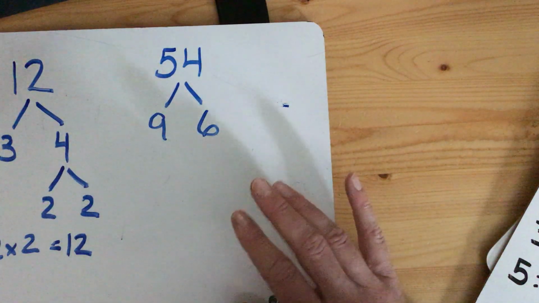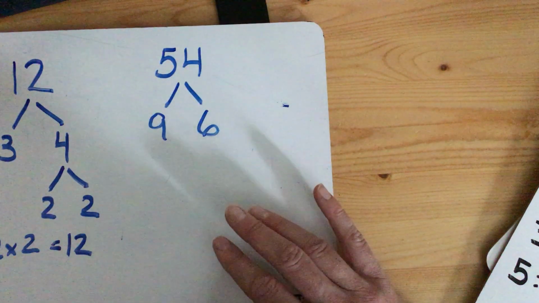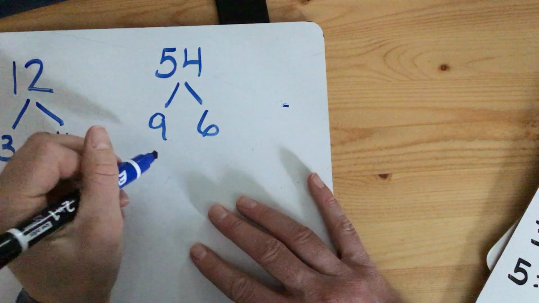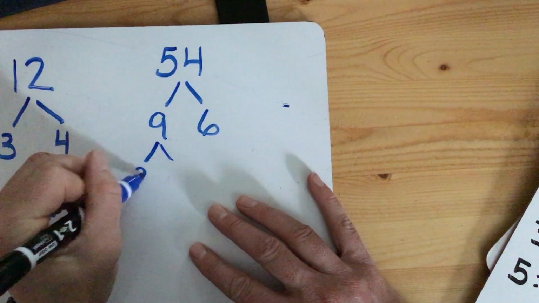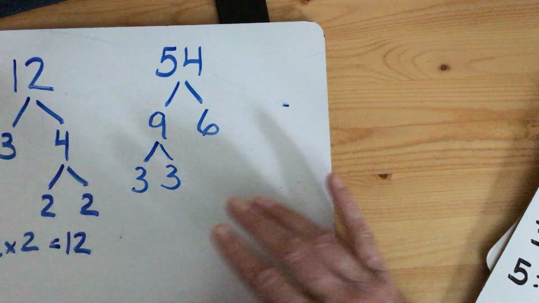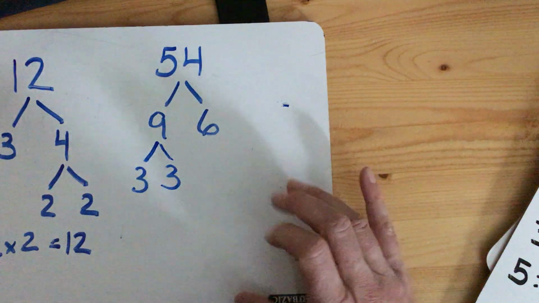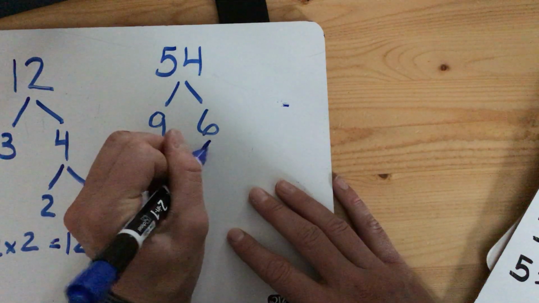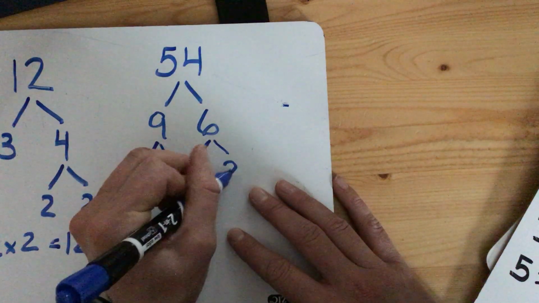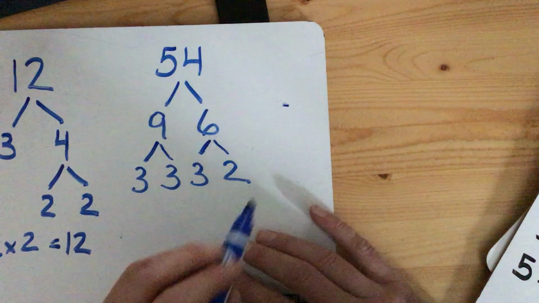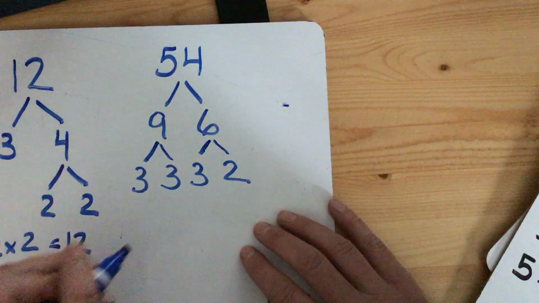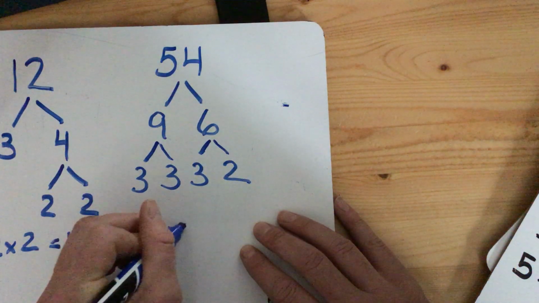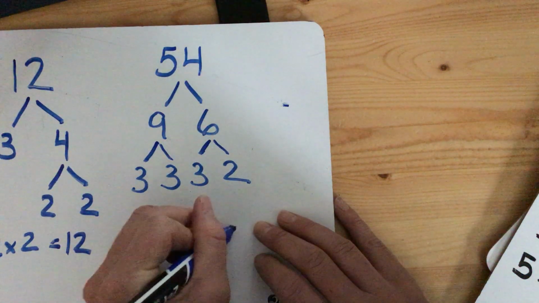Now I have to ask myself, can I multiply 2 numbers to get 9? What times what equals 9? Well, 3 and 3. Can I factor down 6 more? Yes, I can. 3 and 2. Can they be broken down anymore? No, they cannot. So I have 3 times 3 times 3 times 2.